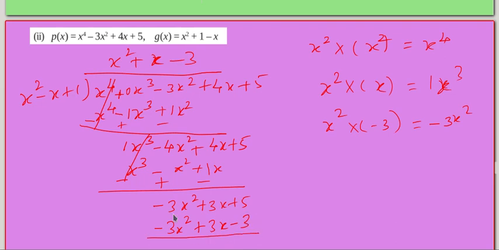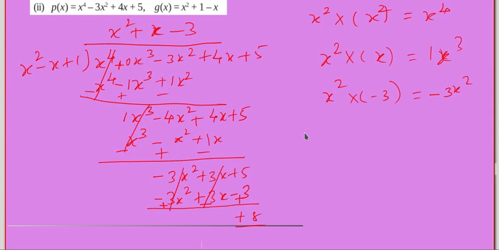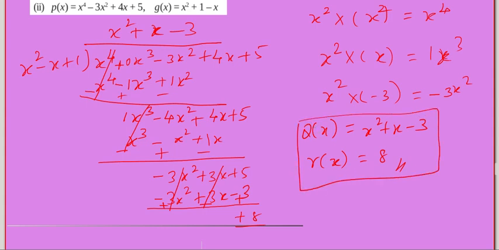Okay, so what shall we get? We need to change the sign. So if we change the sign, it is positive. Here negative, this is positive. So minus 3 plus 3 becomes 0. Plus 3 minus 3 becomes 0. Here plus 5 plus 3 becomes plus 8. Okay, so what is our quotient and remainder? Quotient q of x is x square plus x minus 3, and the remainder is plus 8. Okay, this is our answer.